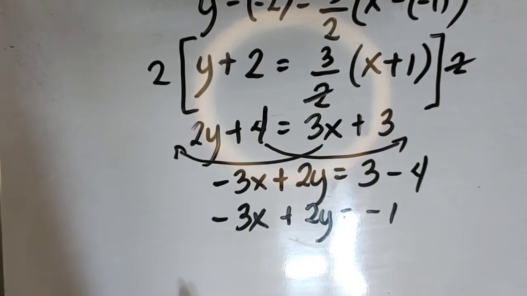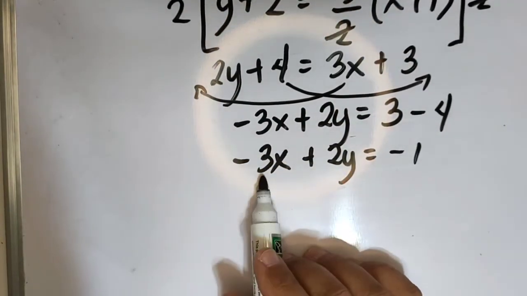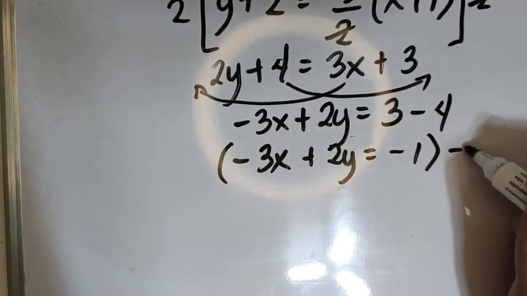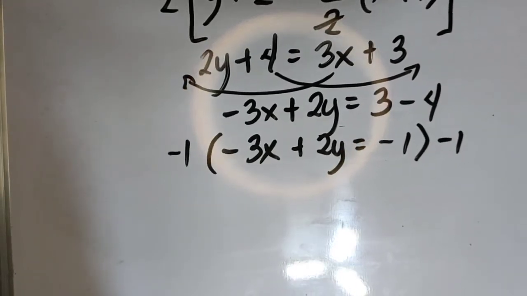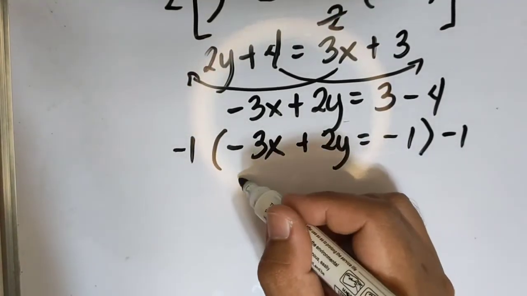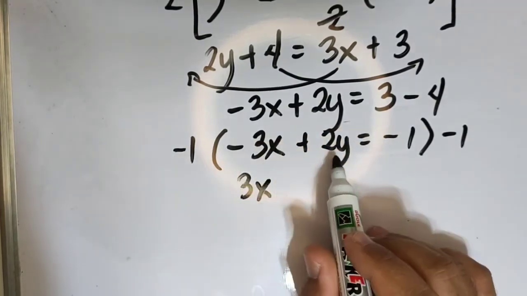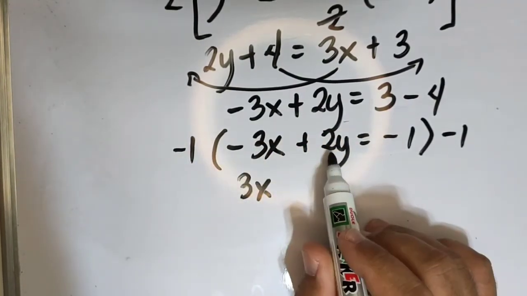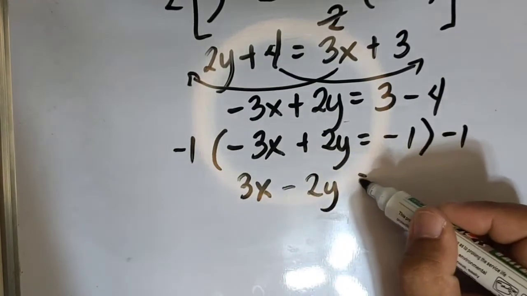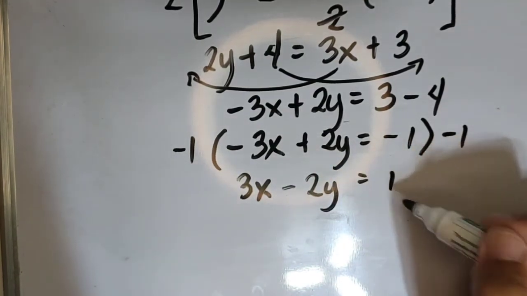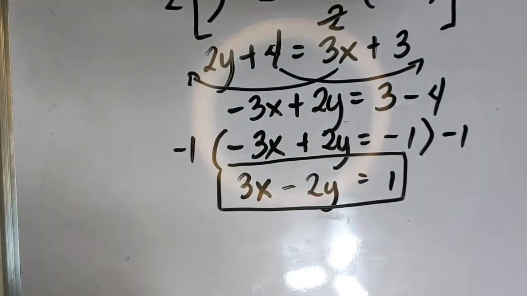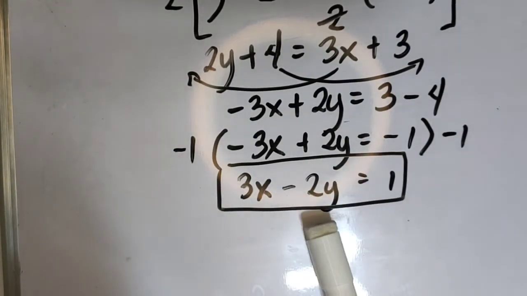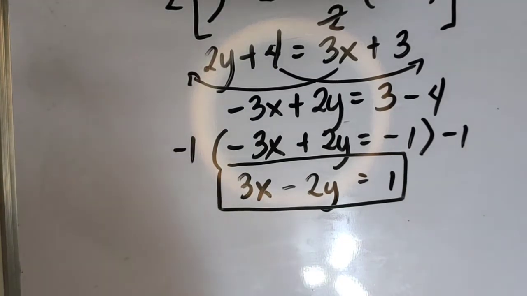This is not yet the answer kasi ang ating coefficient sa x ay negative. So let's multiply negative 1 to make the coefficient of x positive. So, negative 1 times negative 3x, that is positive 3x. Negative 1 times 2y, that is negative 2y. Negative 1 times negative 1 is positive 1. So, the equation of the line, whose slope is 3 over 2, and passing through the point negative 1, negative 2, is 3x minus 2y is equal to 1.